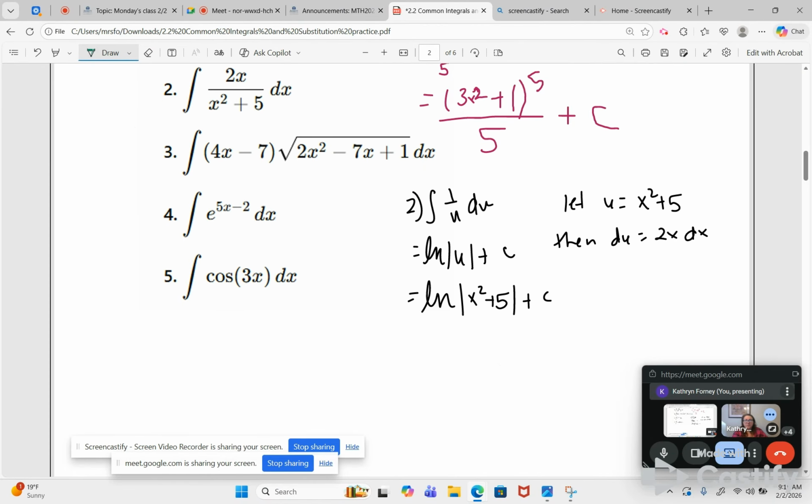Now, number 3, if you want to identify your u right off the bat, that's fine. I am going to rewrite this in the form of an exponent, just because I think that when I start to rewrite it, that'll help me. So now, what would we identify u as?